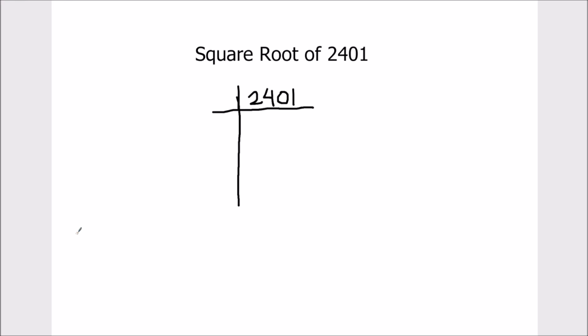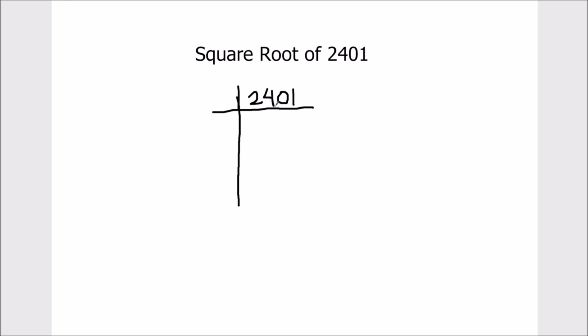Hello students, in this video we are going to learn how to find the square root of 2401. We will be using the prime factorization method or the division method for finding the square root of 2401. In this method we divide the number using prime numbers and find the factors of the number. And after finding the factors we find the square root of the number.